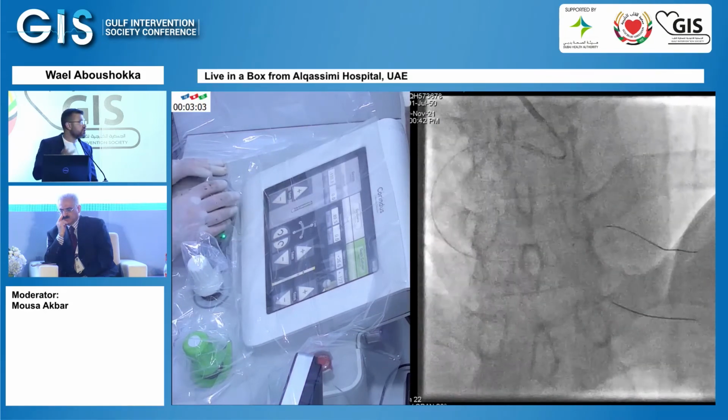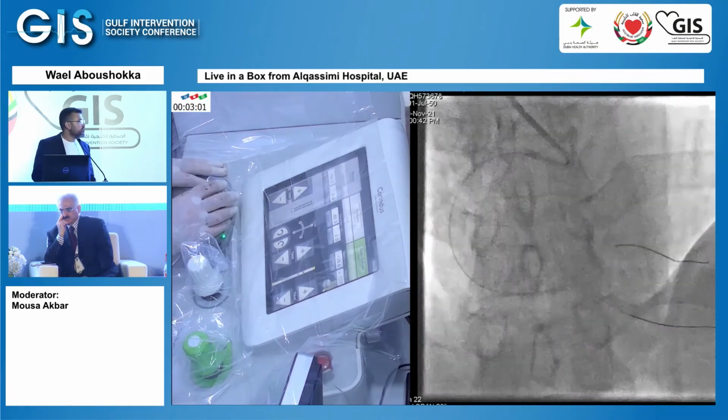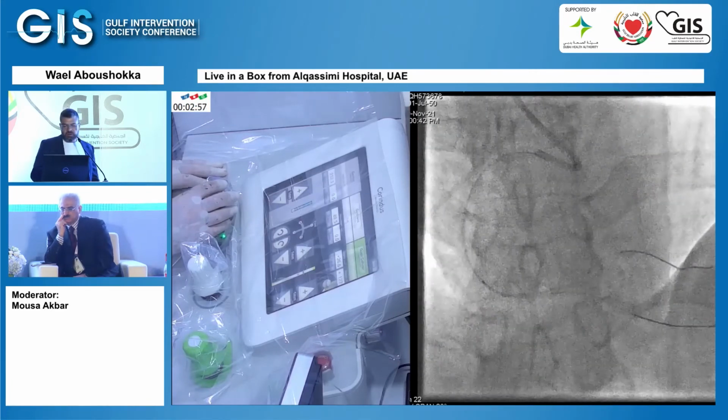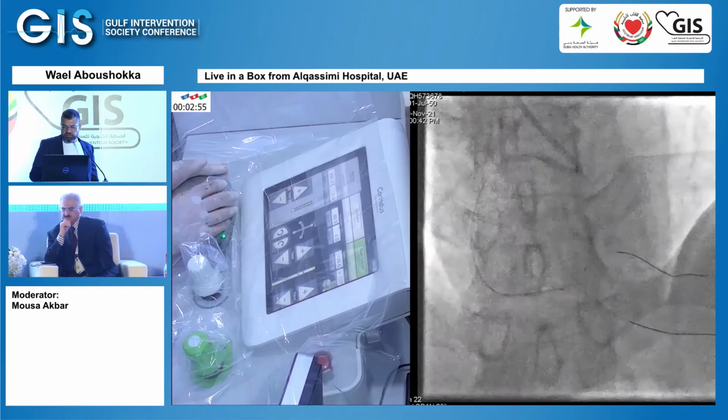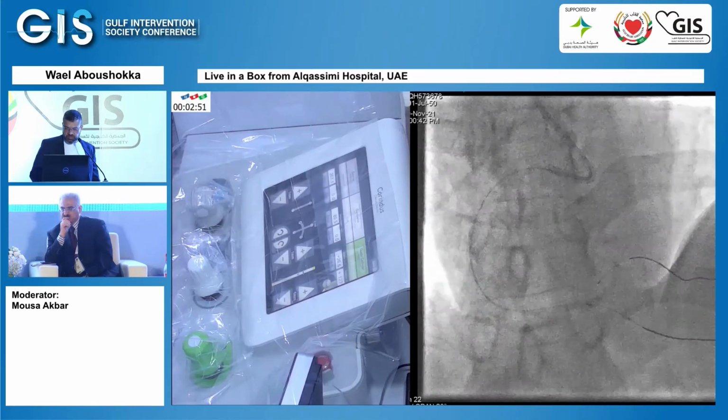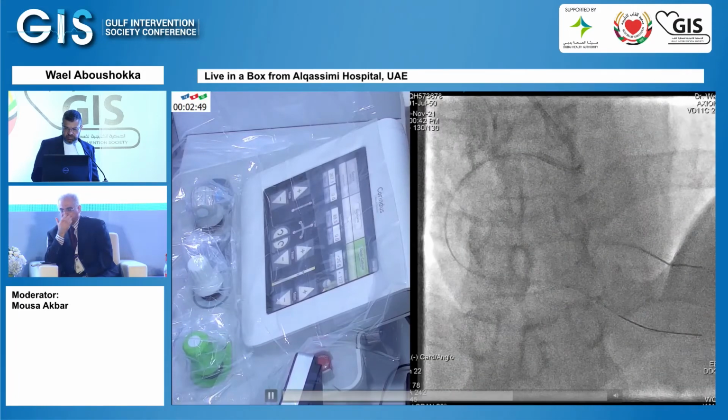So we measured the lesion. It was 39 millimeters. So we used... So you can go fast. There is a turbo option during advancing in the guiding catheter.